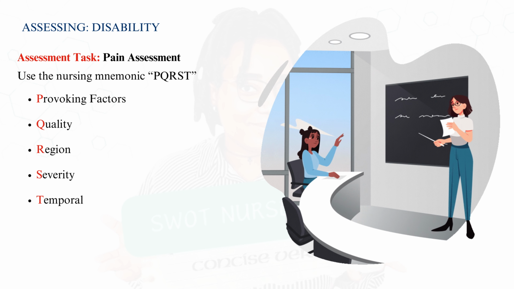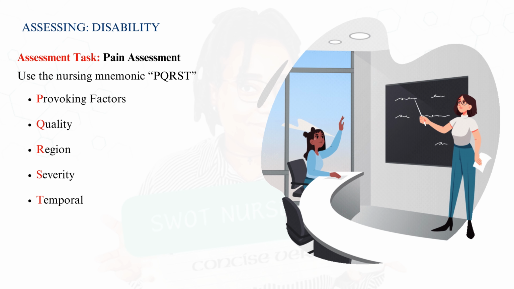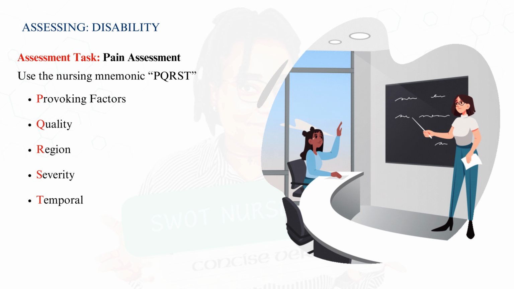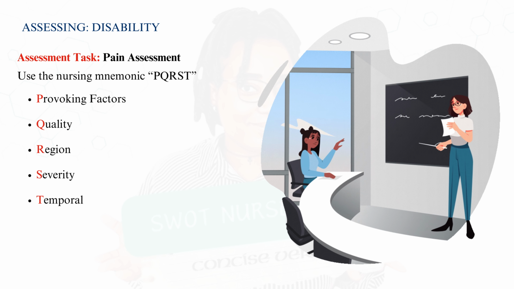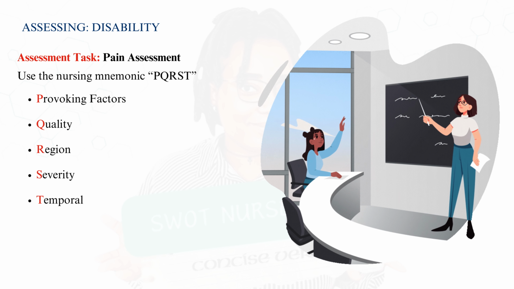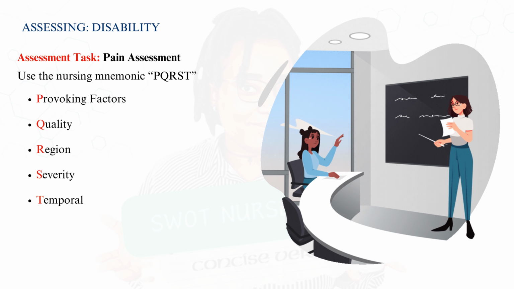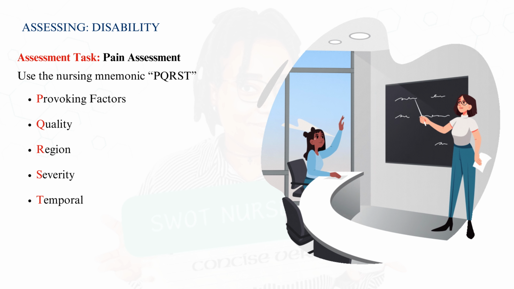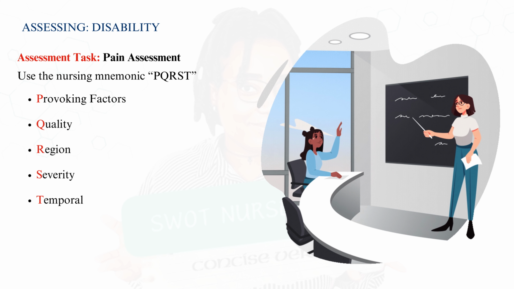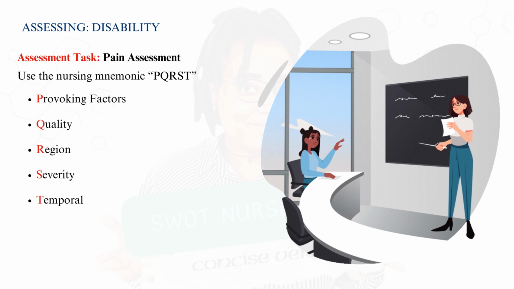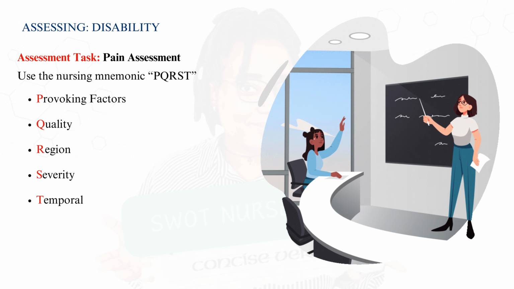The next assessment task you are expected to carry out is for pain. How would you do this? I would use the nursing mnemonic, PQRST, as a guide to assess pain. For the provoking factors, I would ask, what makes the pain better or worse? For quality or characteristic, I would ask, what exactly does the pain feel like? Is it sharp, throbbing, dull, or stabbing?